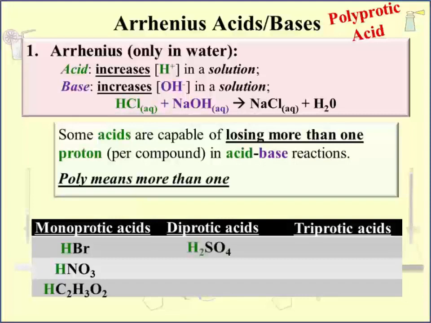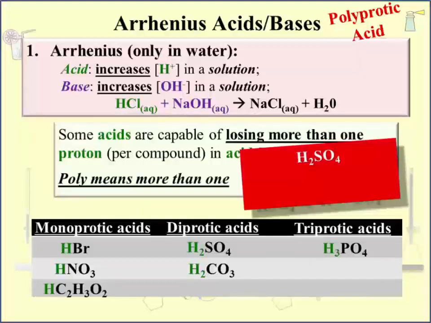The next column are the diprotic acids, which include sulfuric acid. It can donate both of those hydrogens, but that second hydrogen does not come off easily. There is carbonic acid. It too can donate 2 protons. Phosphoric acid is triprotic. It can donate all 3 protons, but the second and third hydrogen do not come off as easily as the first. To further demonstrate the point, a closer look at sulfuric acid is offered.